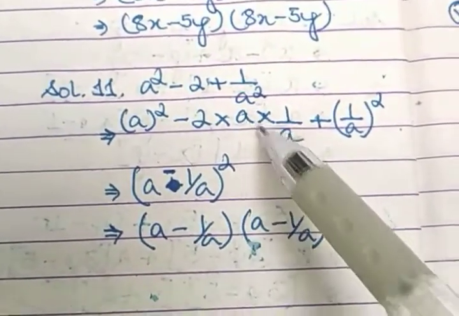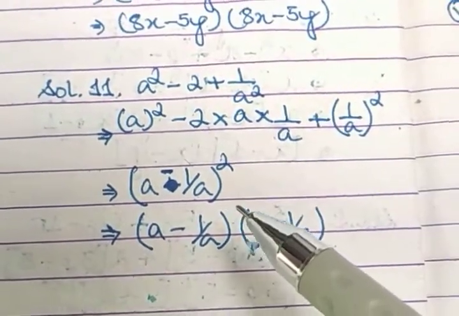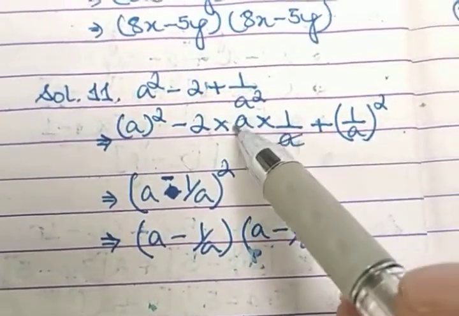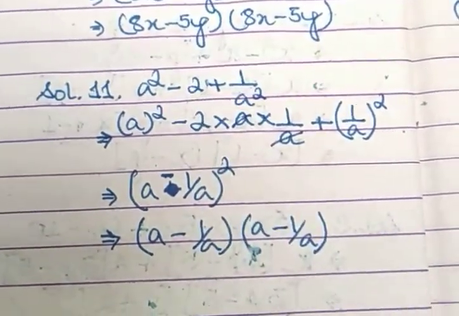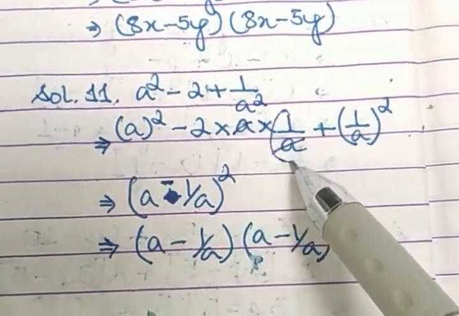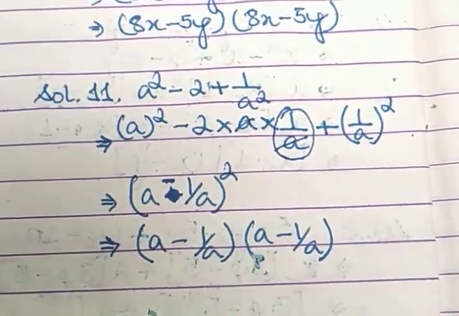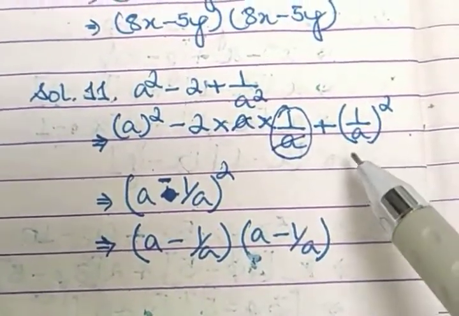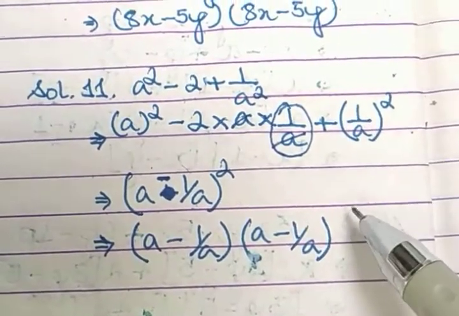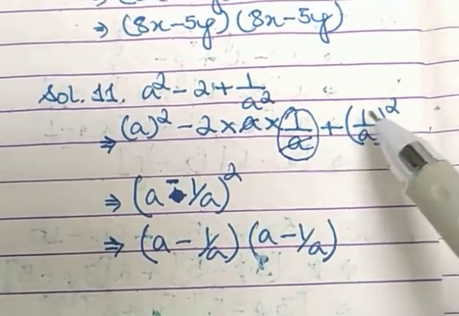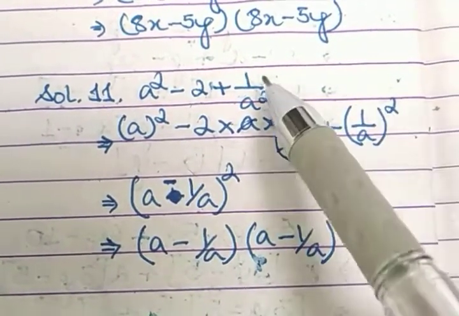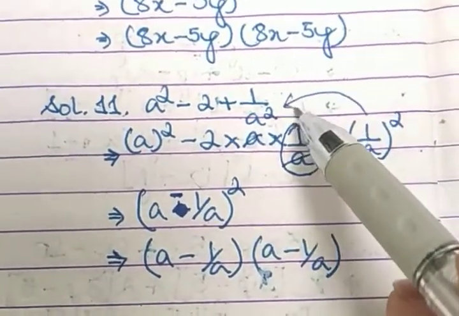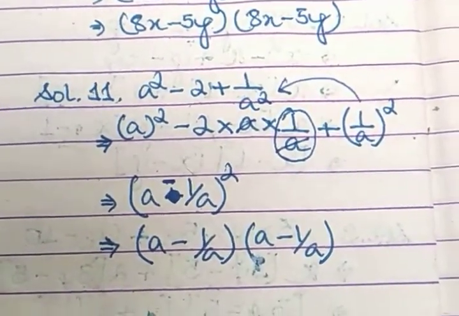And how will you cancel the a term? By simply multiplying the reciprocal of a, that is 1 by a. Because at that time, this a and this a will get cancelled and you'll get minus 2, isn't it? So in this way, we got the value of b as 1 by a. Now let's check out the third term as well. Plus b square. In place of b I have written 1 by a whole square. If you go with 1 by a whole square, what will you get? 1 into 1 will be 1, and a into a is a square. So after cross checking, the third term is also correct.